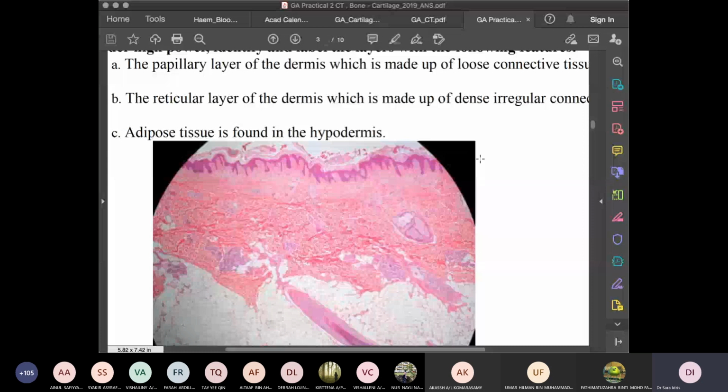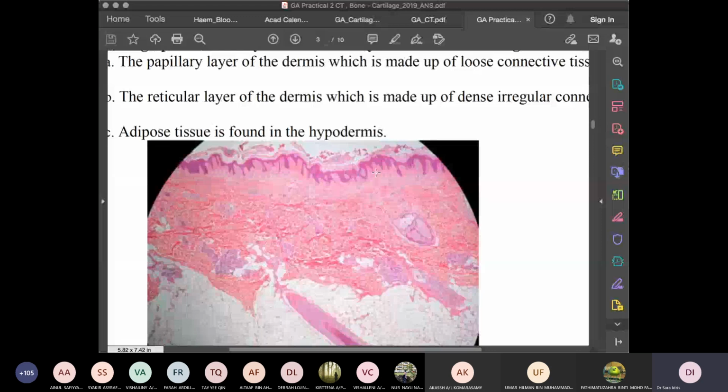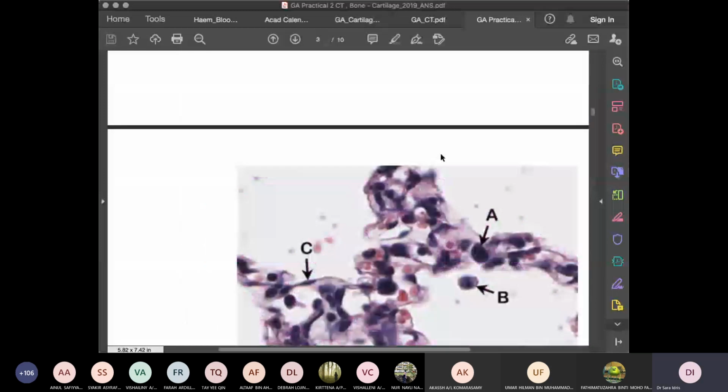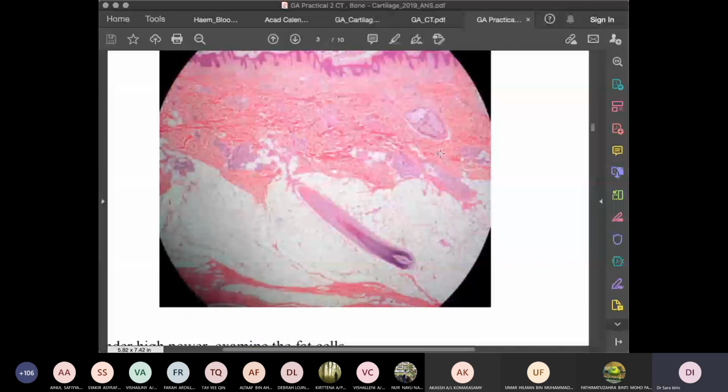Okay, so this here will be the epithelium. At the topmost here, that's your epithelium. So if it's the skin, you can bet that it's going to be stratified squamous keratinized epithelium. So just under the skin here, you can see the papillary layer of the dermis. Dermis here will be loose connective tissue. If you were to zoom here, you will find that it will look like this. So that's your loose connective tissue in the papillary layer of the dermis.